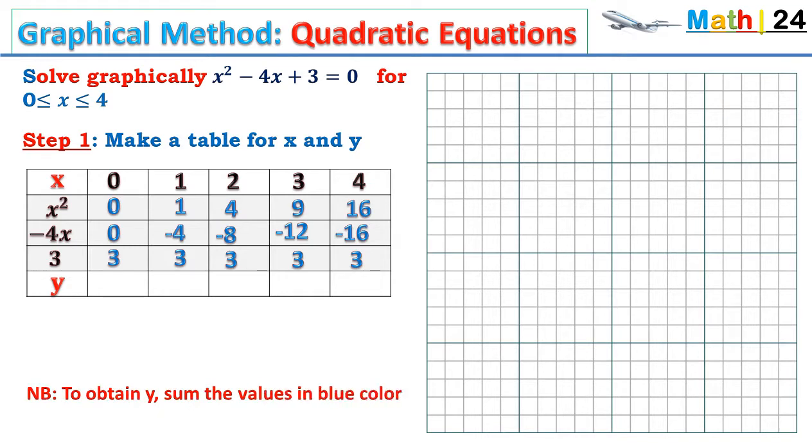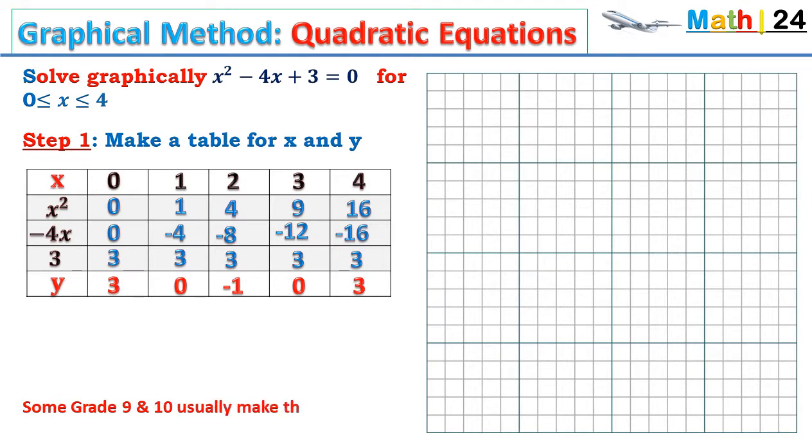Finally, to obtain the values of y, sum just the values in blue. And this gives us 3, 0, minus 1, 0, 3. Some grade 9 and 10 students usually make this mistake and sum everything. You must avoid this type of error.